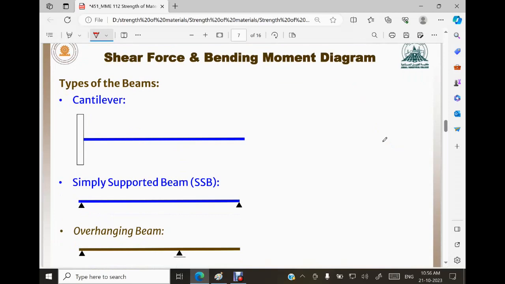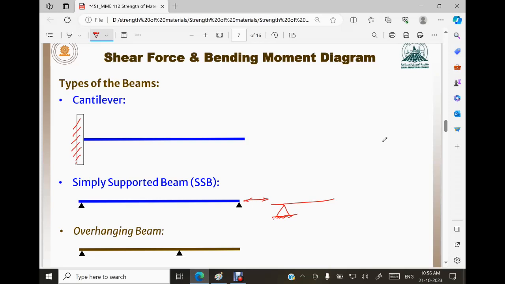Now let us see what the different types of beams are. Here you can see I have a cantilever beam. In case of a cantilever beam, you have only one support on one side. Whereas a simply supported beam has supports on two sides. You have a support like this, and a support like this. Understand? Here you can see the beam can move like this and like this.